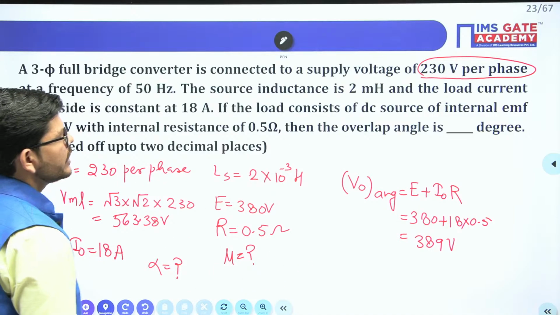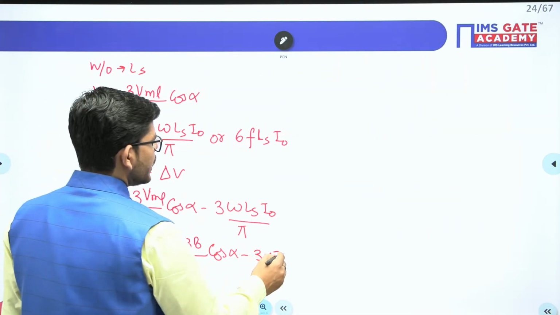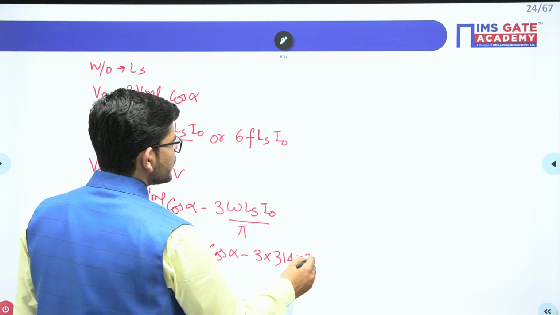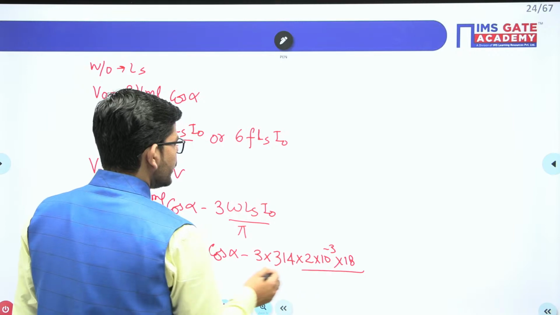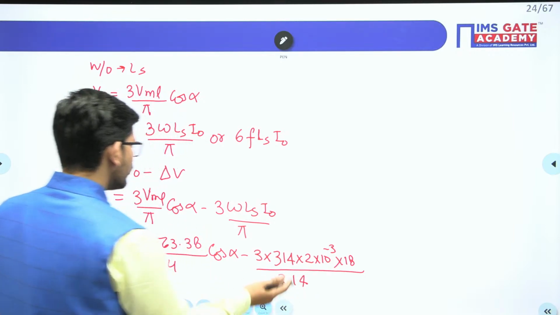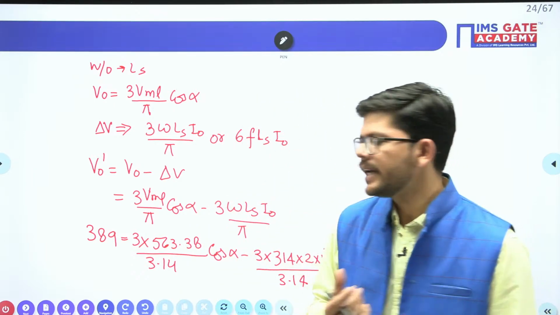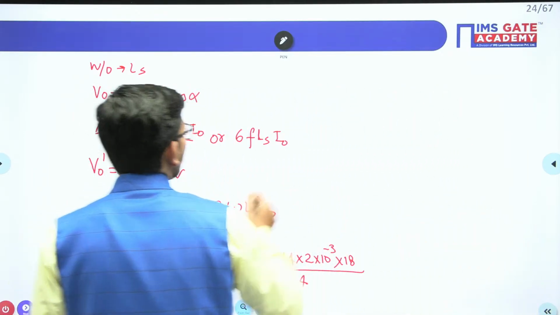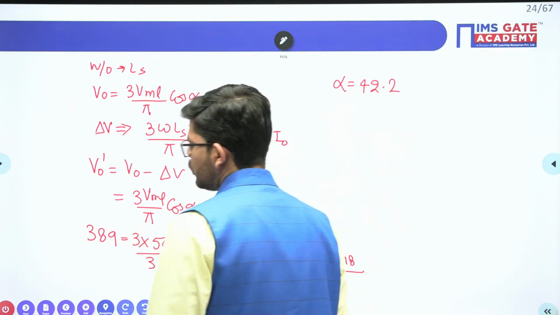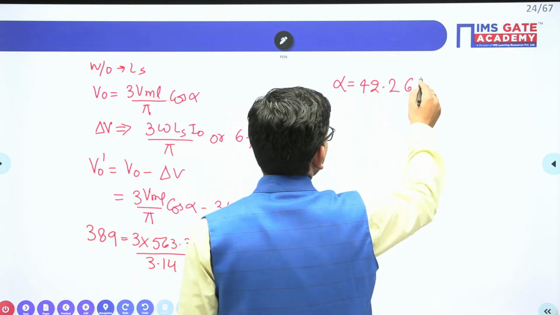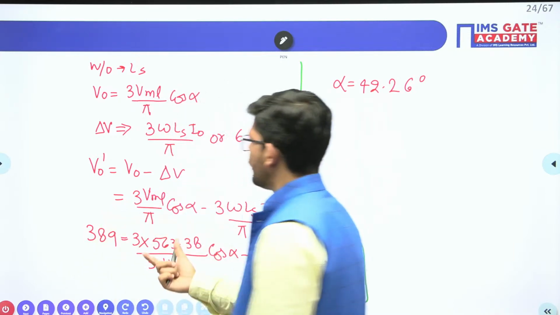Since the frequency is 50 Hertz, omega will have a value 314, into Ls is 2 millihenry, into I naught is 18, divided by 3.14. So the only unknown value here is the value of alpha. You can calculate the value of alpha from here, and the alpha value will be 42.26 degrees, which you will get by solving this.